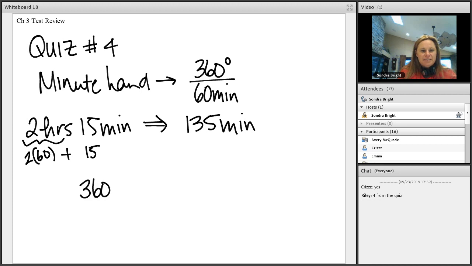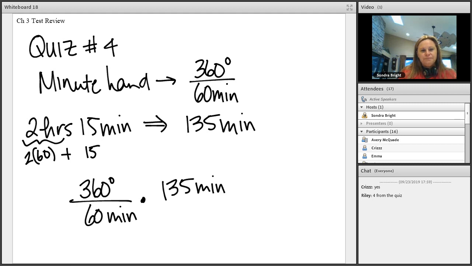So you'll just take 360 degrees. It takes 60 minutes to do it, so that's its rate, that's its angular velocity in degrees per minute. And then we want to multiply that times 135 minutes. That's like over 1. The minutes cancel, and so you're left with just degrees, and you should get 810 degrees.